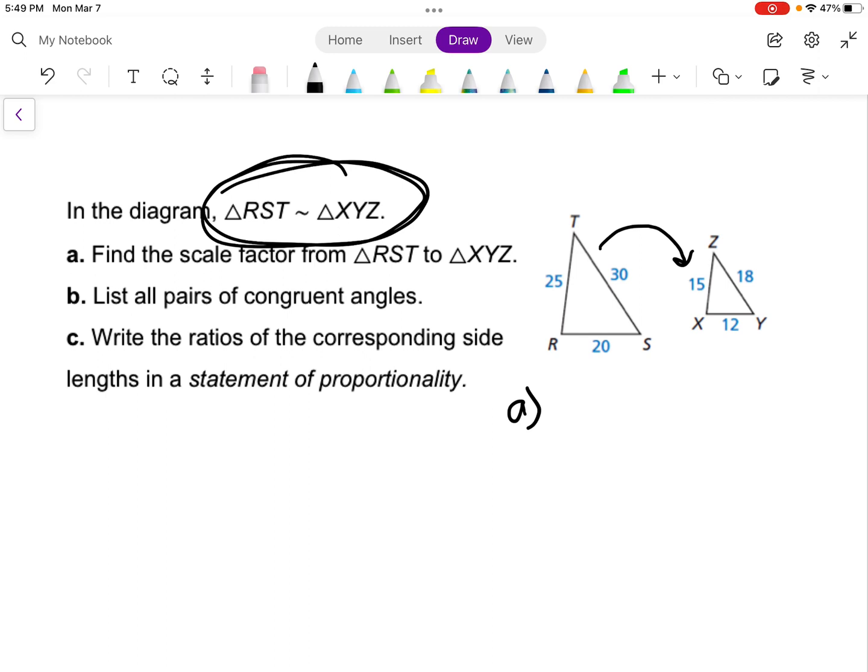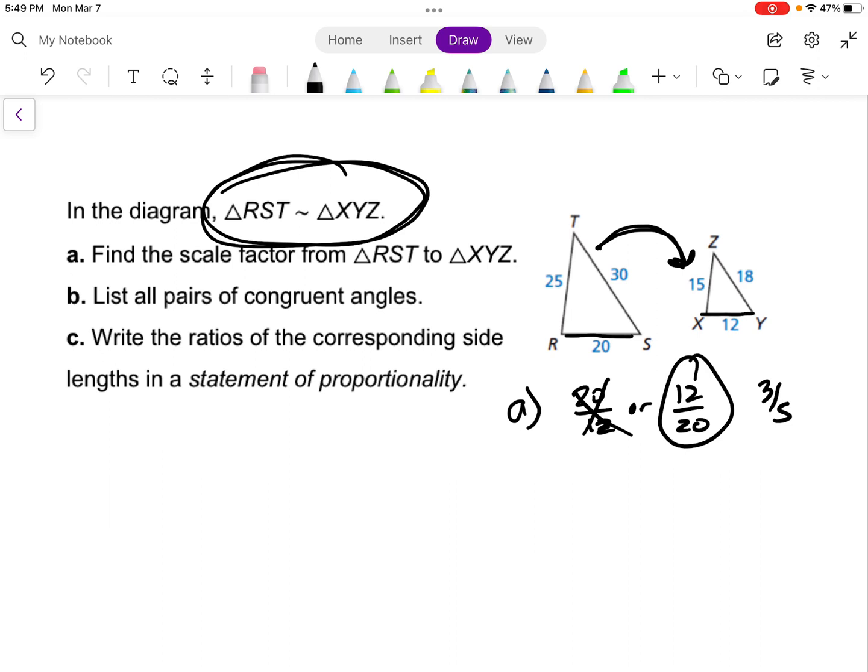Okay, so if I look for my scale factor, pick the sides that go together. The shortest legs, the 20, would have to go with the shortest leg there, which is the 12. So I'm going to set that up, and it's either going to be 20/12 or 12/20. We have to decide which one. I'm going from the big triangle to the small one. Remember we talked about this. That means the scale factor has to be less than 1. So this is going to be my answer right there. So 12/20 reduces to, what, 3/5? Or you put 0.6 or 60%.